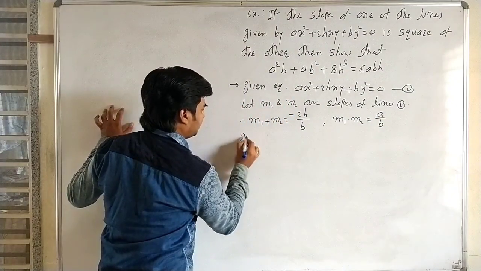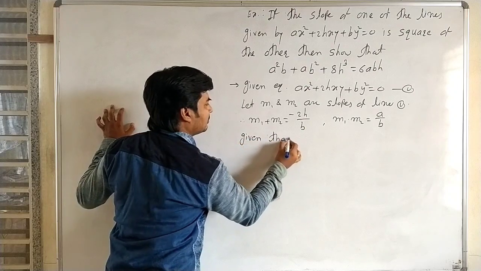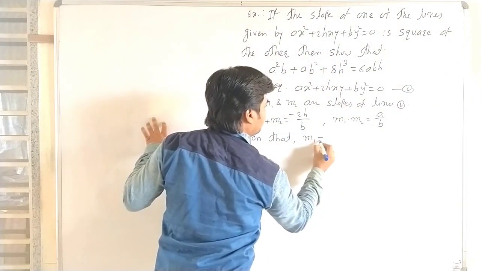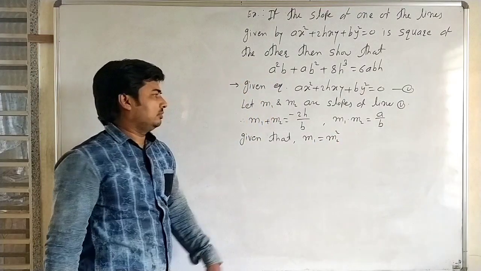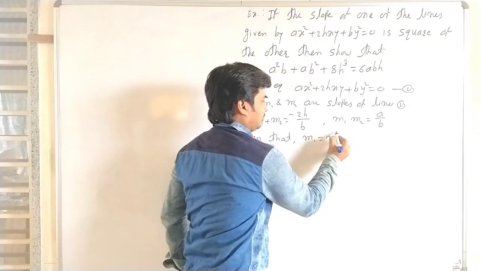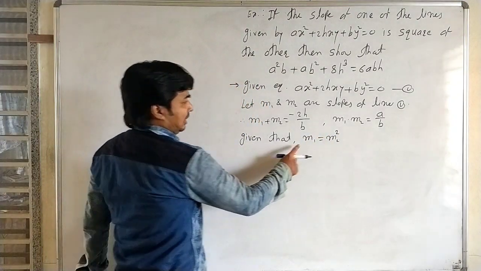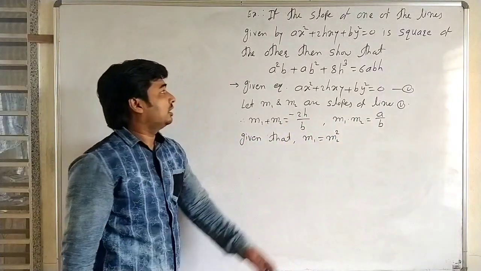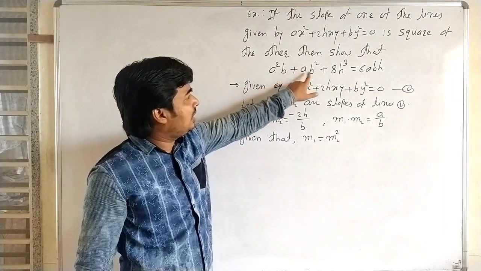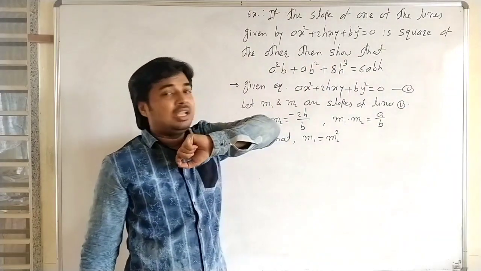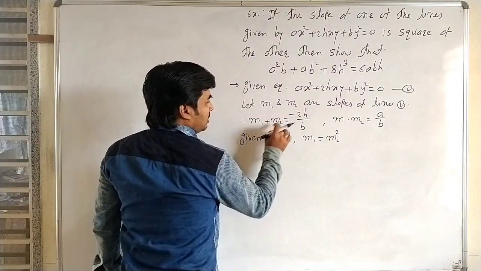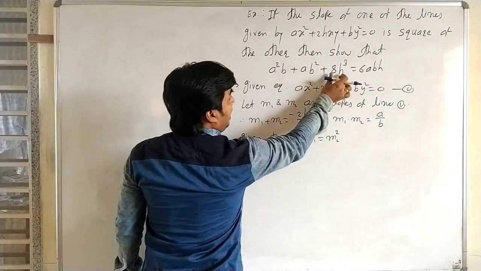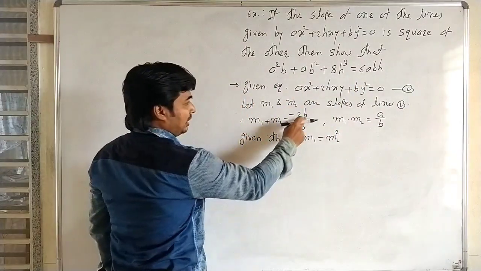And given that the slope of one of the lines is square of the other, given that m1 is equal to m2 square. Okay, now these three relations are given: m1 plus m2, m1 into m2, and m1 is equal to m2 square. Then we want to prove that a square b plus ab square plus 8h cube is equal to 6abh. Now m1 plus m2 is equal to minus 2h by b, m1 into m2 is equal to a by b. Here we want the highest term 8h cube, h cube, and it is h here.